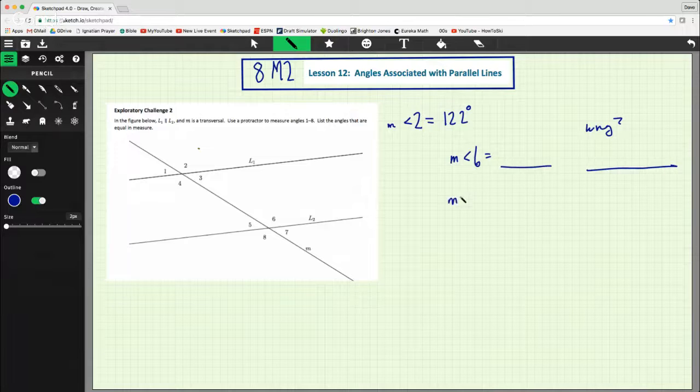The measure of angle 5 equals blank, and why? Now let's make this one the measure of angle 8. And then we'll do the measure of angle 5. And then why.